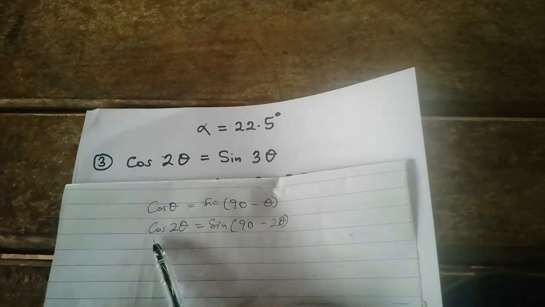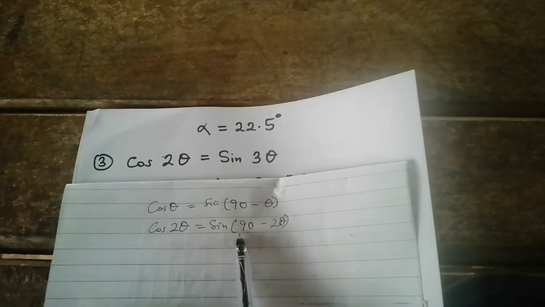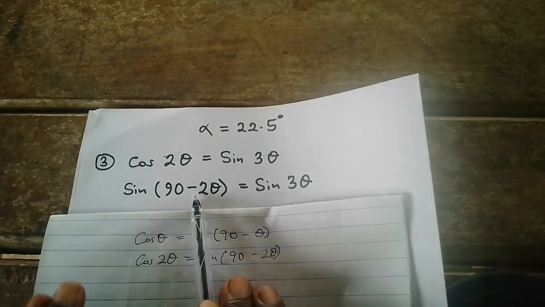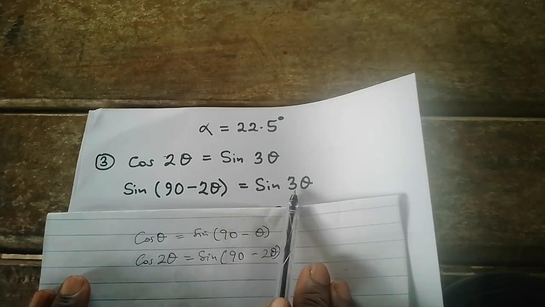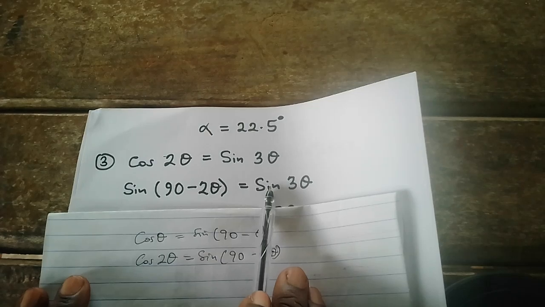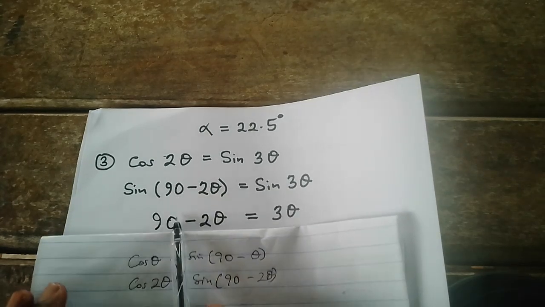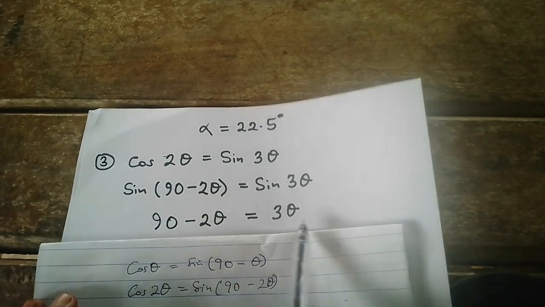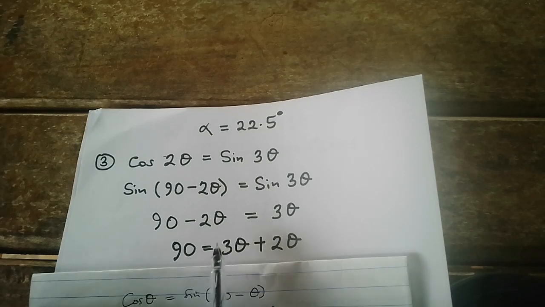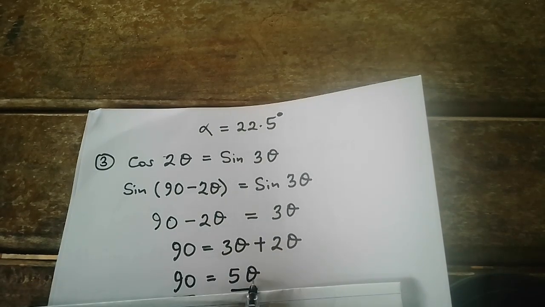Now, in place of cos 2 theta, I'm going to replace it with sine 90 minus 2 theta. So that means you're having sine 90 minus 2 theta equals sine 3 theta. Here you realize that sine will cancel out, so you are left with 90 minus 2 theta equals 3 theta. This minus 2 theta, you bring it to this side, it will now turn to a plus. So you have 90 equal to 3 theta plus 2 theta, which gives us 5 theta.